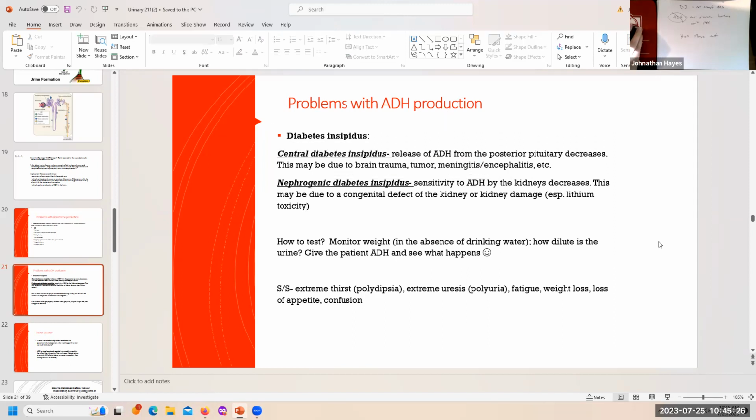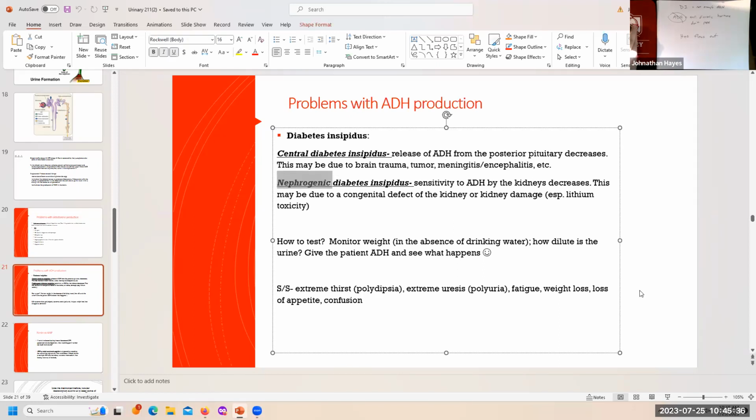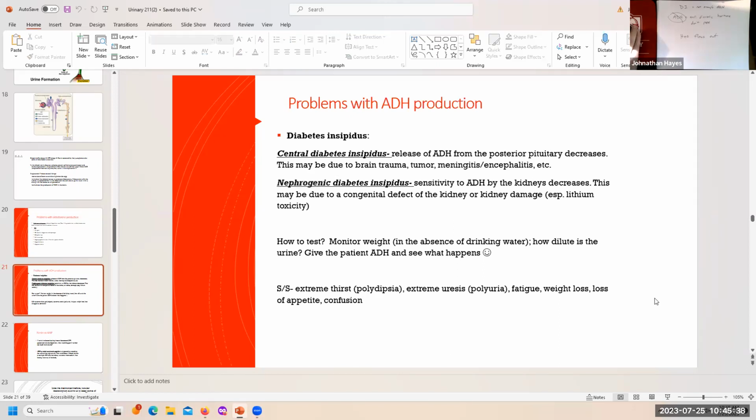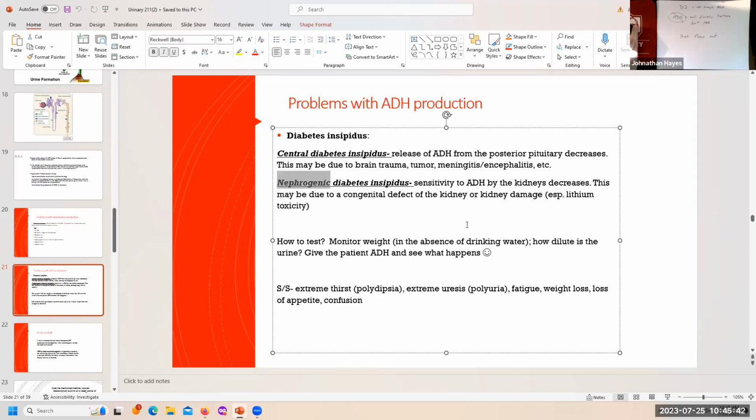So how could we test this? Give them some ADH, see what happens. Because that way, ADH is present. And if they can't respond to it, then it's probably a nephrogenic issue. Right? If they're not responding to it and you gave them some, then it could be a nephrogenic issue. Right? If they do, then it's probably a central issue. They just weren't getting it out. Right? So if they do respond and everything's fine, then it was probably a central issue.